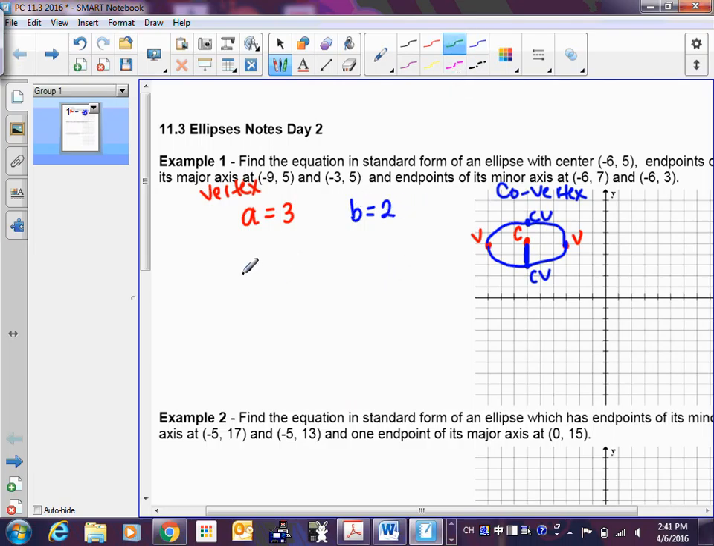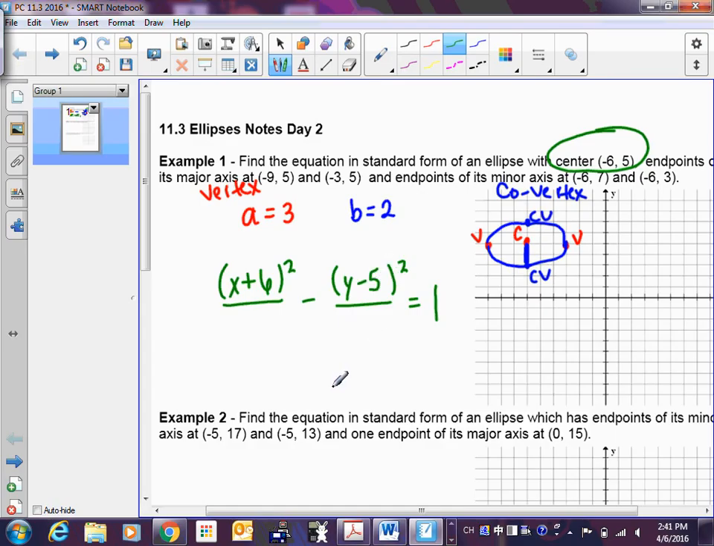Okay, now we're going to use the standard form. Now with ellipses, that X always comes first. So here's what I'm doing right now. I am setting this up how all ellipses look. They all look like this. We just have to figure out where everything goes. Okay, the numbers that go next to X and Y, we get those from the center. So if the center is at -6, if that's the X value, we're going to do the opposite. We're going to write +6 next to the X. So then what should go next to the Y? -5. So that part's not bad.